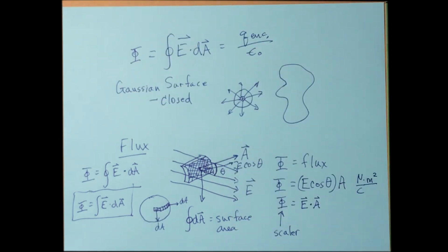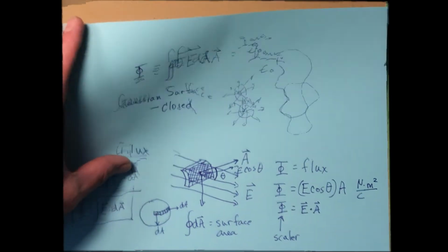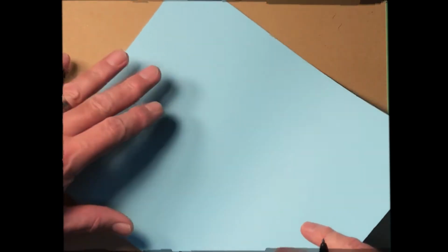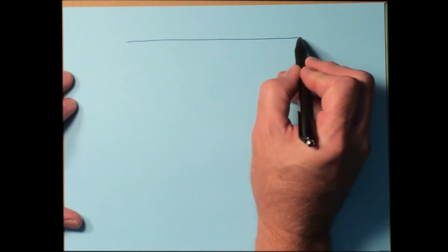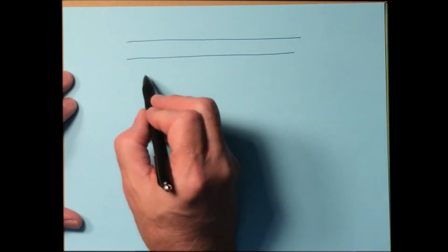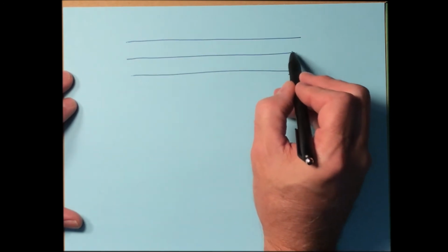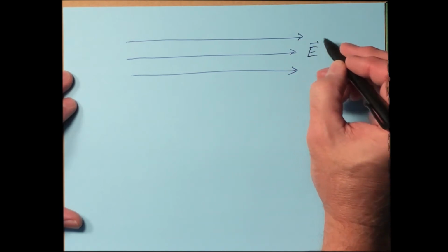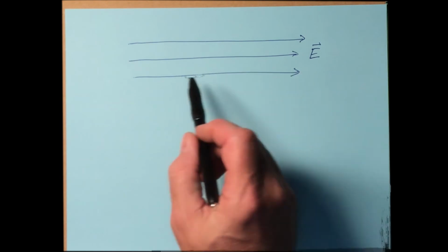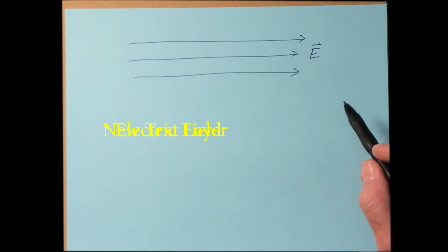All right, we've talked about flux. Let's use it, and let me show you how we might use it in an equation to solve a simple problem. Now, let's say we've got electric field lines that are heading in that direction, like that. Okay, so we've got a nice constant continuous electric flux here.